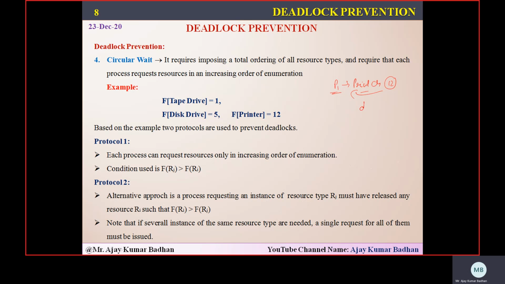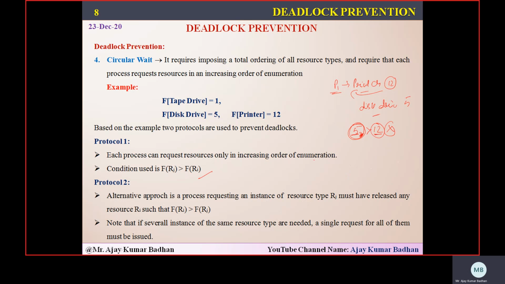Next time he is asking for the disk drive, the second time, means after using that resource he is requesting the disk drive. What is the priority of 5? Now the system will check which one is greater. 5 is greater than 12 because this is the next resource now. The second resource is greater than the first one, but here the condition fails. Why? Because the second resource, whatever the process has requested, has a priority of 5, which is less than the priority of the first one.